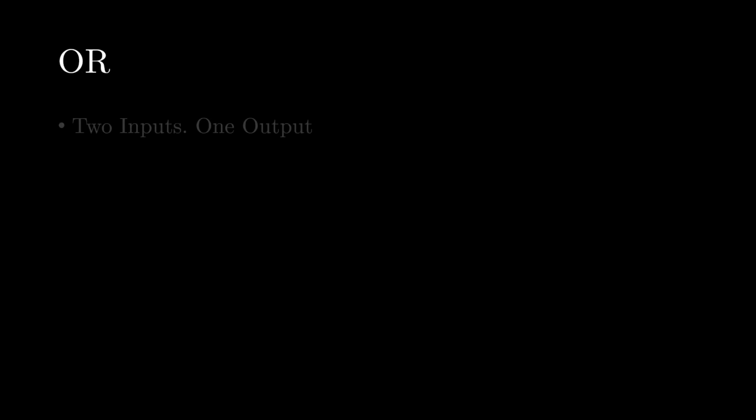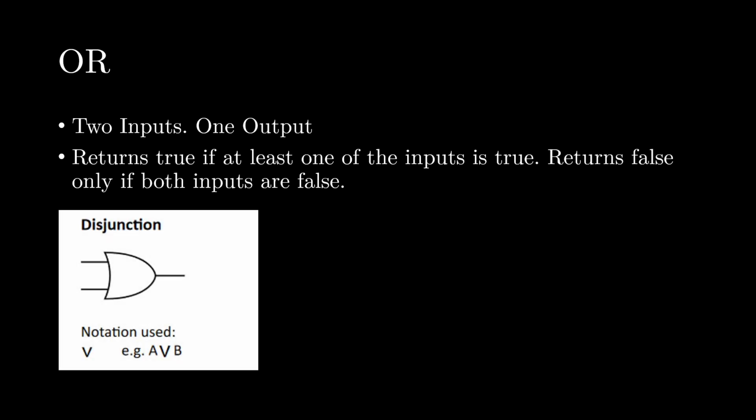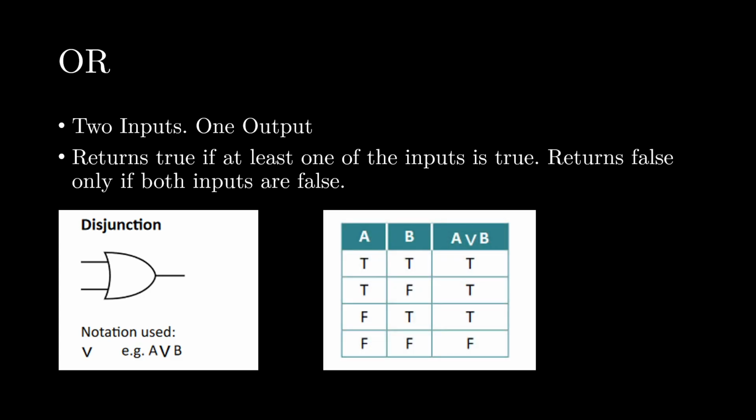Now onto the OR operation. This also takes two inputs and has one output, and it returns true if at least one of the inputs is true, and returns false only if both of the inputs are false. This is what the OR gate looks like, and the notation used is like a V, or a downwards arrow, however you want to remember it. And this is the truth table. You can see how if at least one of the inputs has a true in it, then the output is going to be true. Otherwise, if both of them are false, then you get a false.